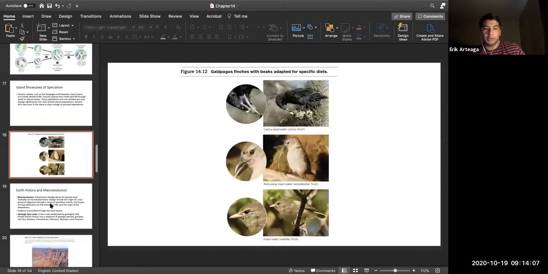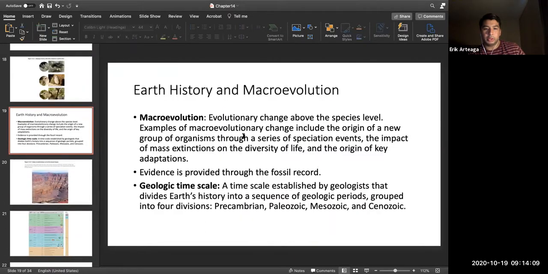All right, we talked about finches, microevolution. Okay, so macroevolution, evolutionary change above the species level. Examples of macroevolution include the origin of a new group of organisms through a series of speciation events, the impact of mass extinction on diversity of life, and the origin of key adaptations. Okay, so think large evolutionary events.